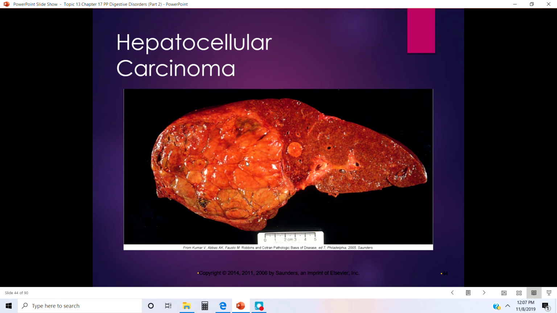Okay, so that concludes this lesson on cirrhosis and liver cancer. In the next lesson, we'll take a look at the pancreas and we'll look at pancreatitis and pancreatic cancer.